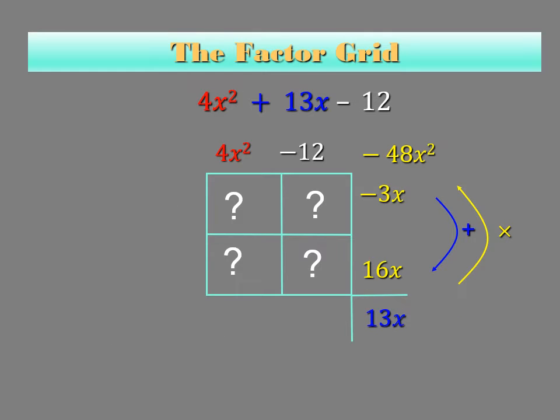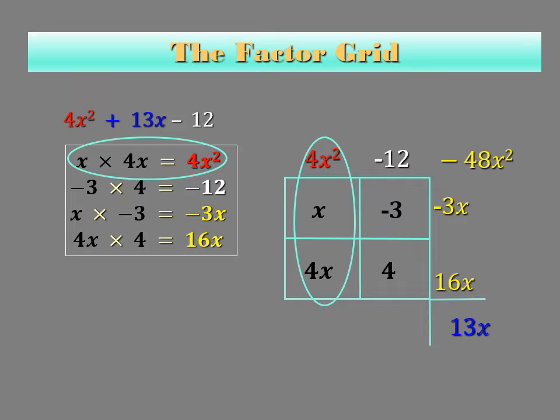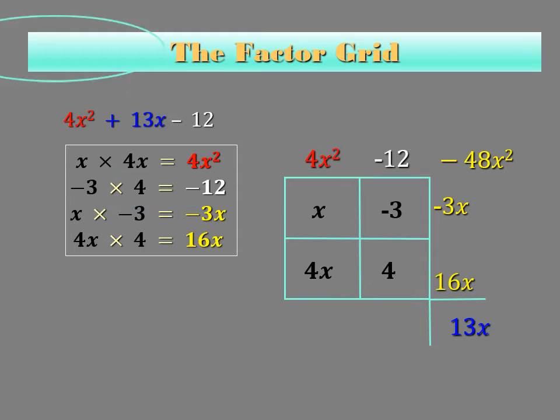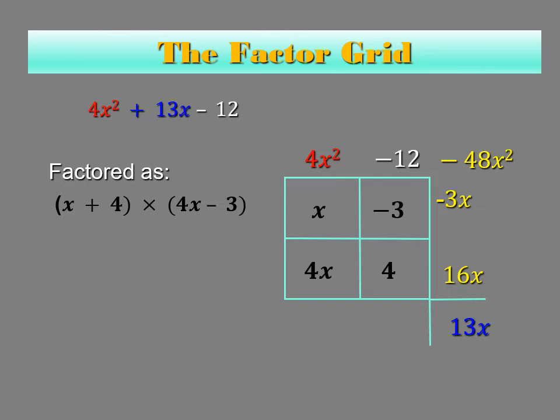Now we need to fill the squares. And how do we fill the squares? We have x times 4x, 4x squared, negative 3 times 4, that's negative 12, x times negative 3, that's negative 3x, and 4x times x, that's 16x. Therefore, my example can be factored into x plus 4 times 4x minus 3.